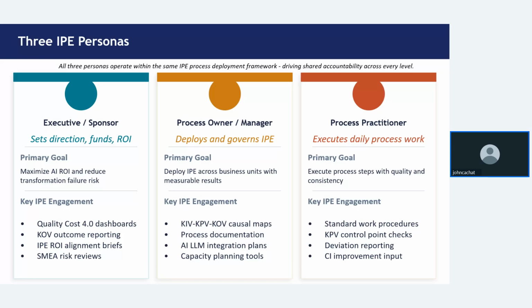The process owners, their goal is to deploy it with measurable results. And that's where this understanding comes in: if you want return on assets earned, the output, what are the process variables that impact it, and what are the inputs to the process? This is where you create the packs and go through them all. And the practitioner or the frontline employee, their primary goal is to do their job, execute process steps with quality and consistency.